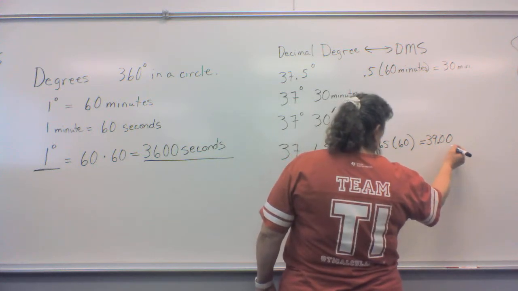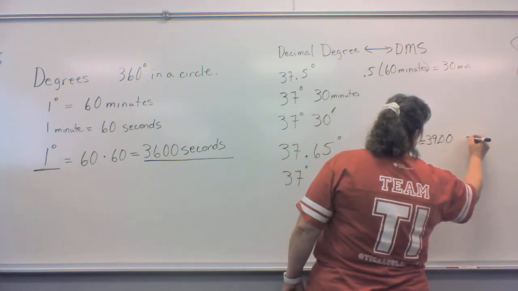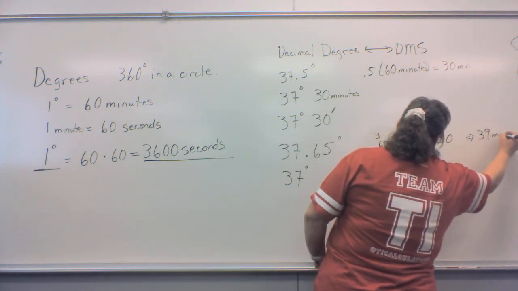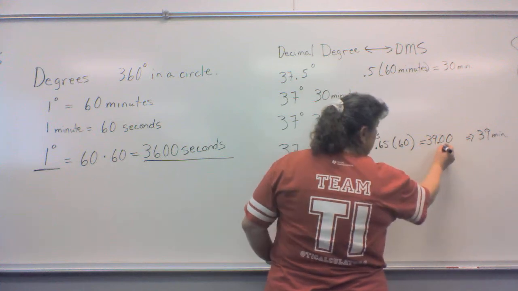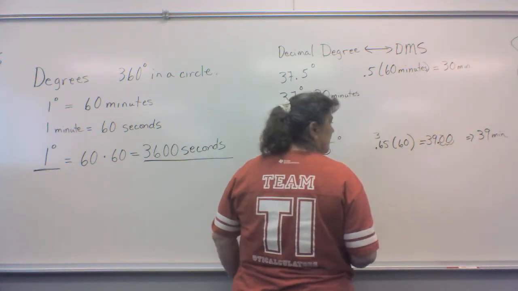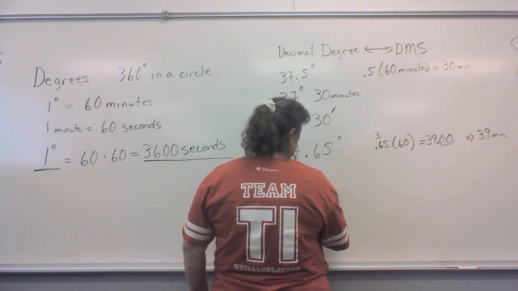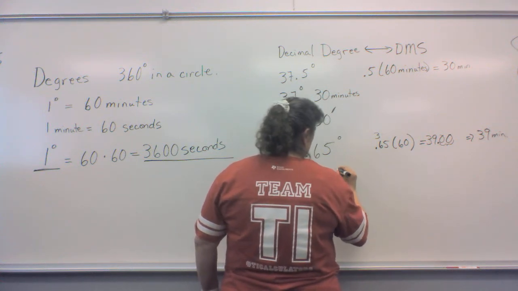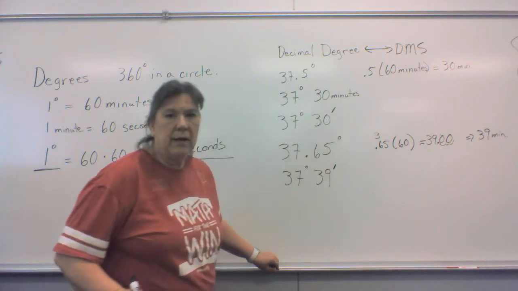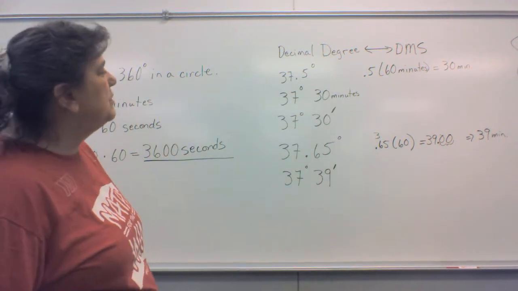So there's 39 minutes. And notice I have 0, 0 here, so I have no part of a minute left over. So this is 39 minutes. Okay, so that's how we do that one.